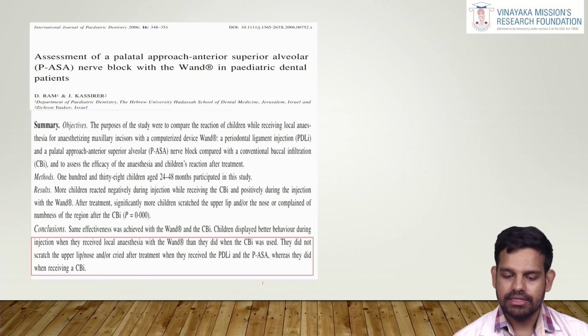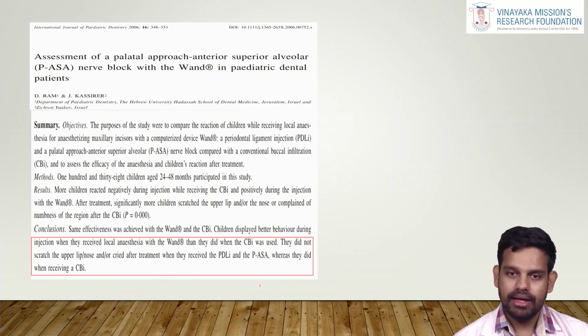Another article given by Ram et al., the assessment of palatal approach of anterior superior alveolar nerve block with the VAND in pediatric dental patients. The study concluded that the same effectiveness was achieved with VAND and the CBI, which is a maxillary anesthetizing technique. The children displayed better behavior during injection when they received local anesthesia with the VAND than they did when the CBI was used. They did not scratch the upper lip, nose, or cry after the treatment when they received the palatal approach of anterior superior alveolar injection, whereas they did when receiving a CBI.